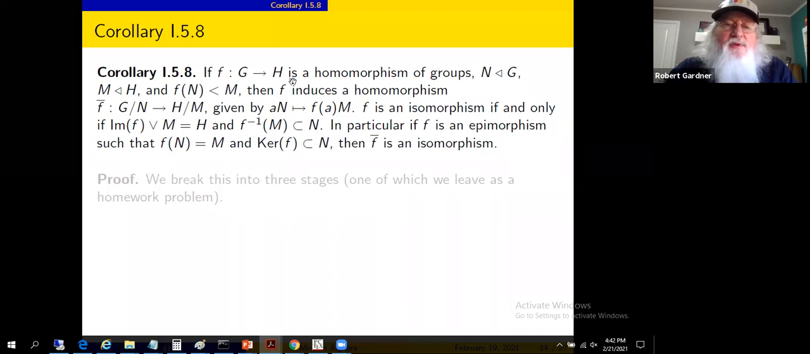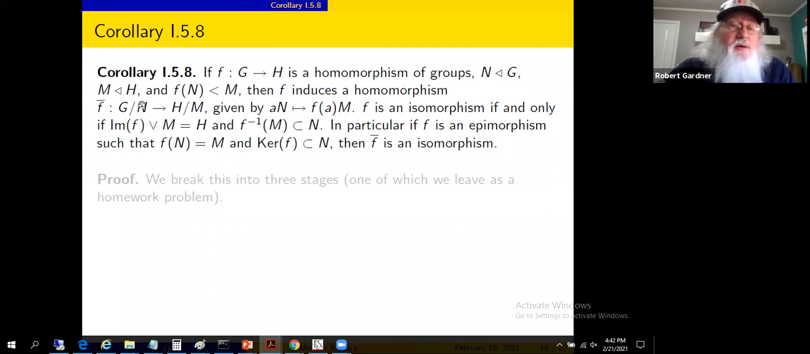The image of F is in the right place. It's over here inside H. M is a subgroup of H. So yeah, all this stuff is happening inside H. I stopped mid-sentence here. F bar is an isomorphism if and only if the join of the image of F with M equals H, and the inverse image of M is a subset of N. Inverse image, right? We're not assuming F is one-to-one and onto. But I can always talk about inverse images, whether I have bijections or not. So the inverse image of M is a subset of N.